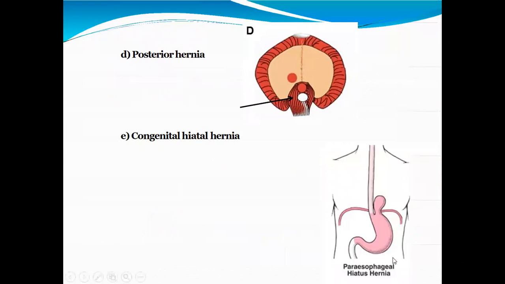This one on the lower diagram is the paraesophageal hiatus hernia. The esophagus is at the normal position, but due to the large space, the portion where the esophagus enters, the cardiac end of the stomach, will protrude through that opening. In the X-ray you may get a balloon-shaped air space above the diaphragm, so you should think of this type of hernia.